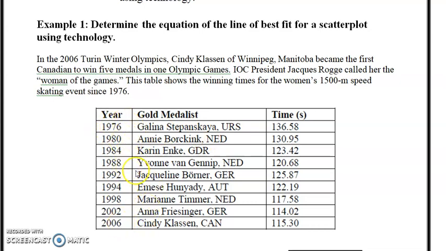Obviously, it's every 4 years. They switched this in 94, and they alternated the Winter and Summer Olympics. I'm pretty sure that's how it worked. So then 94, 98.